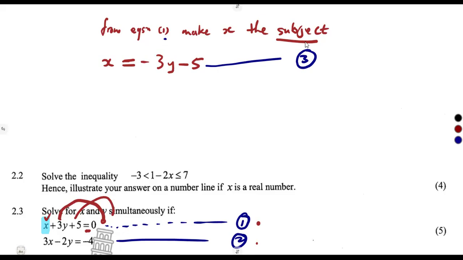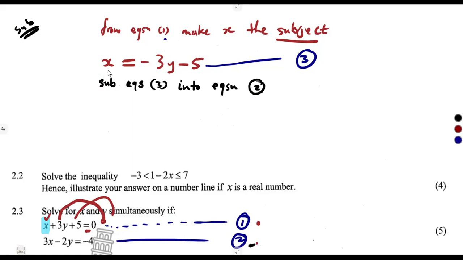So using the substitution method, okay, I said using what? Substitution method. I made this from equation 1. So I'm going to substitute equation 3 in equation 2. Not where I made the subject, but in the other equation. So substitute equation 3, this one, into equation 1. So, sorry, not equation 1. Sorry, here, equation 2, into equation 2.